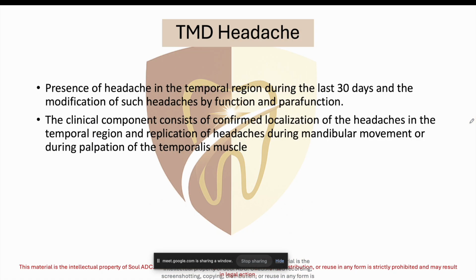So headaches, let's discuss the headaches. Presence of headaches in the temporal region, if the headache happens in this part for the last 30 days, we are talking about TMD headaches. And that could be because of your functional or parafunctional habit. Normal chewing is a functional habit. Your parafunctional habit will be like your bruxism, your clenching.